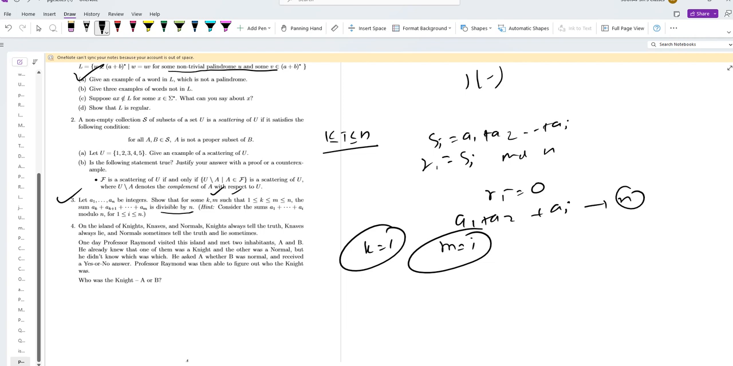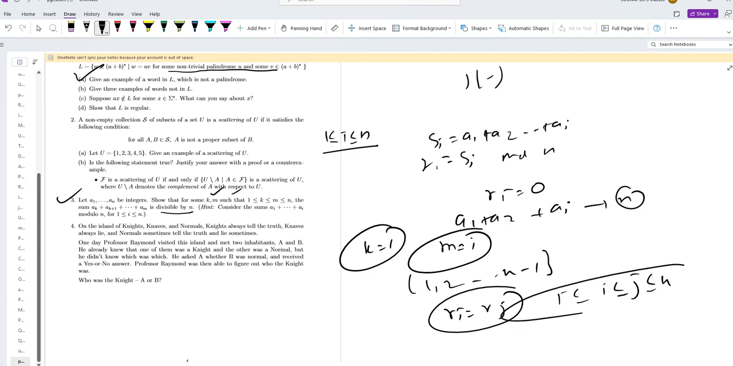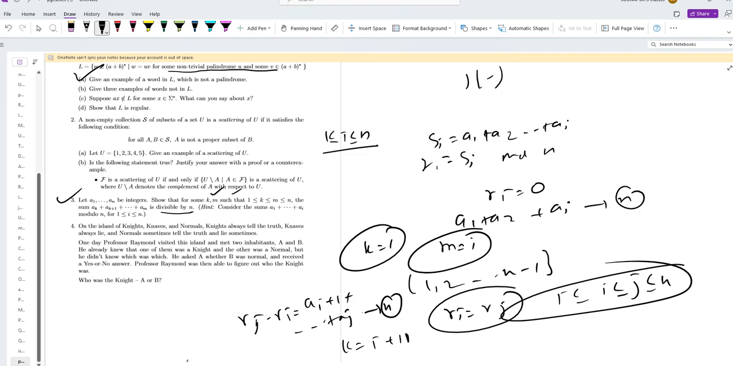If not, then each Ri is in the set {1, 2, ..., n minus 1}. Okay, so by the pigeonhole principle we have Ri equal to Rj for some 1 ≤ i < j ≤ n. But Sj minus Si equals a(i+1) ... aj, and this is divisible by n. So we can choose k equal to i plus 1 and m equal to j, and that's the answer to this question.